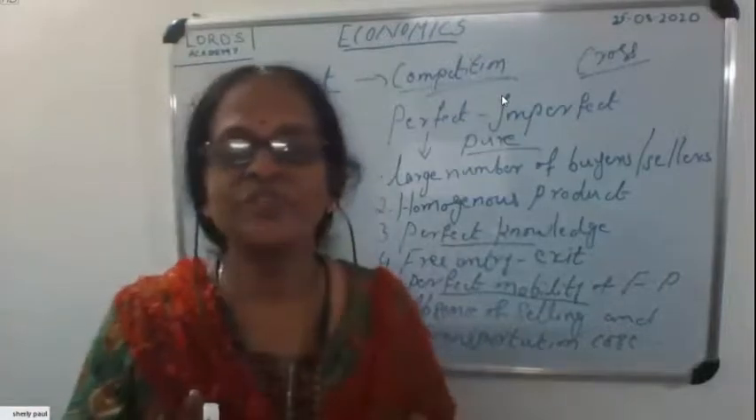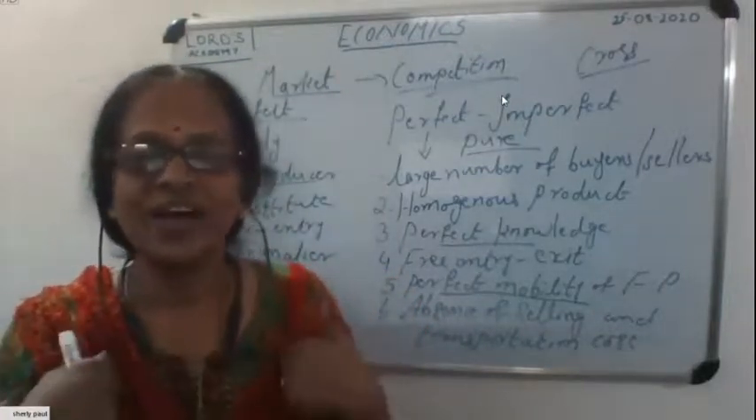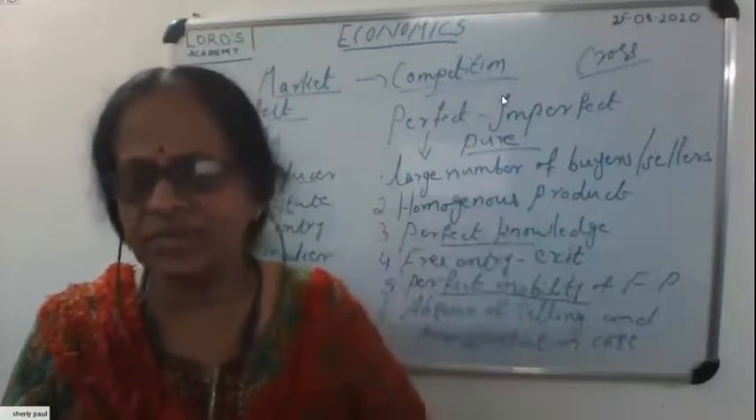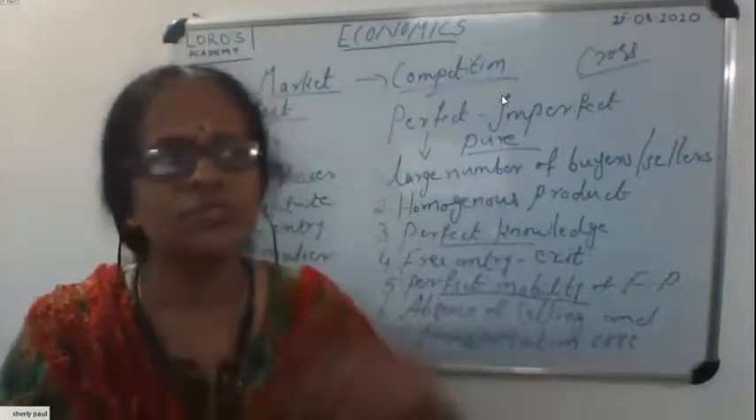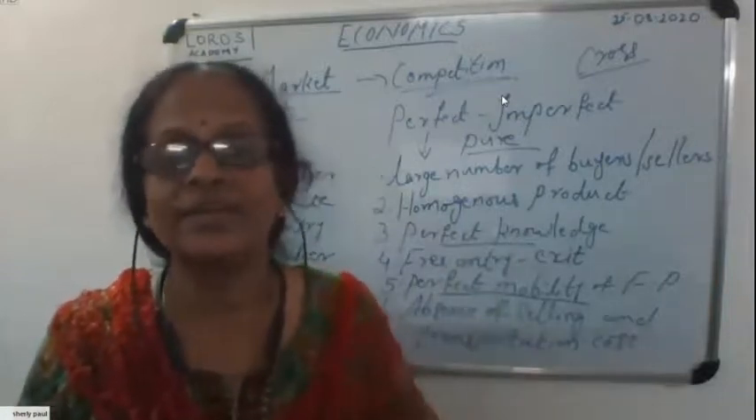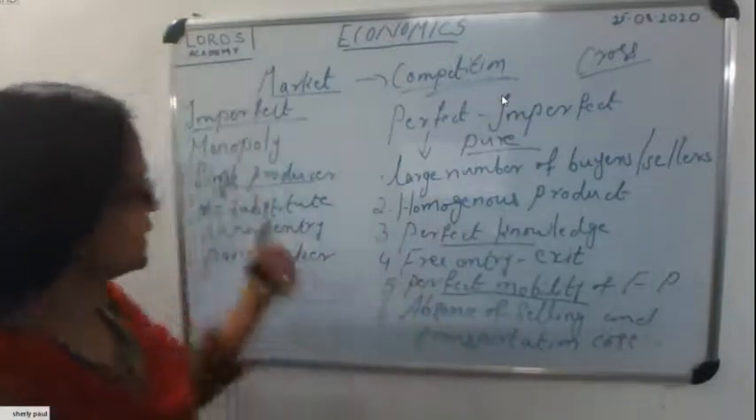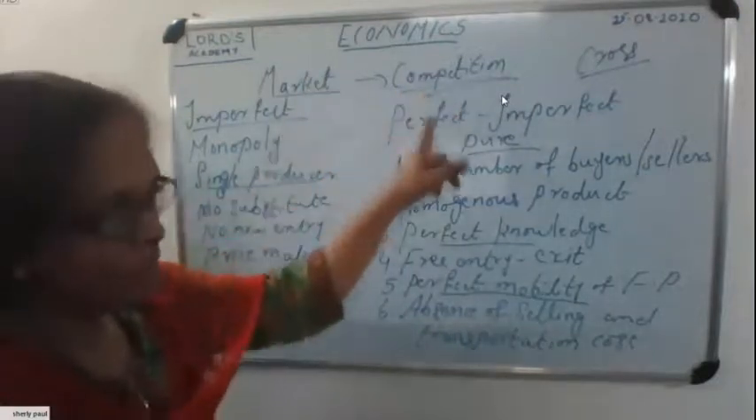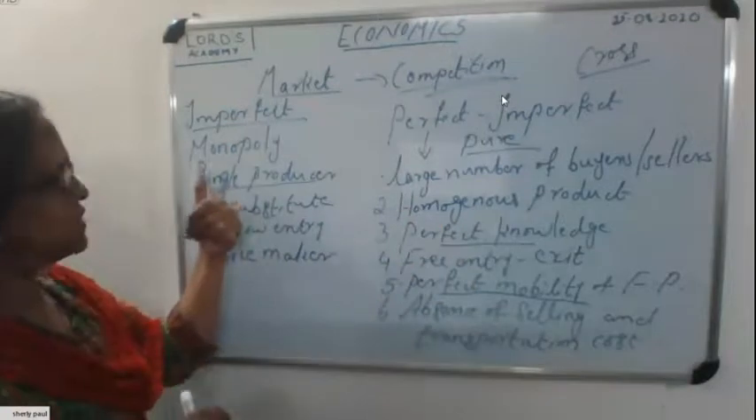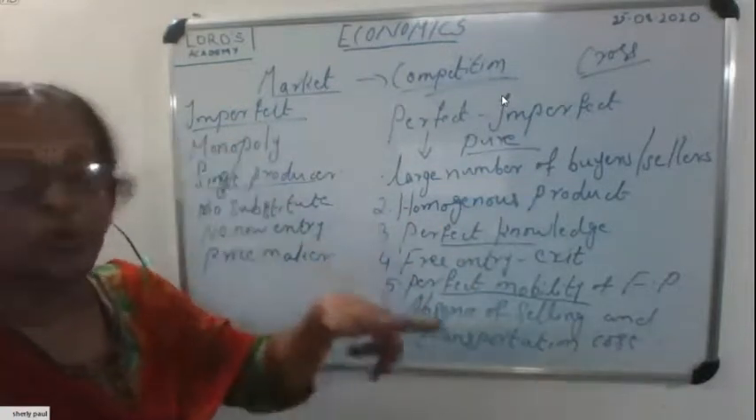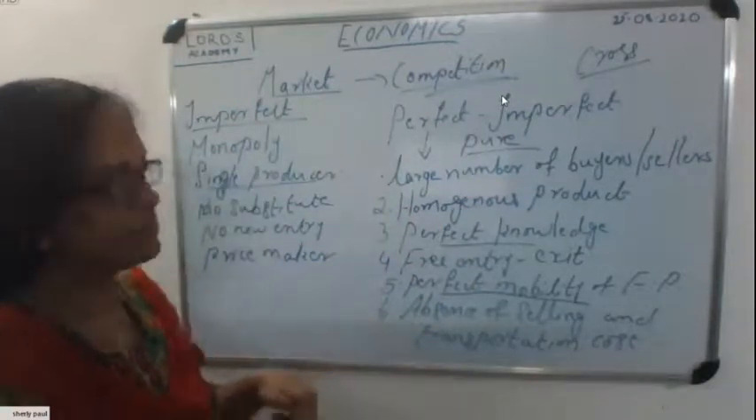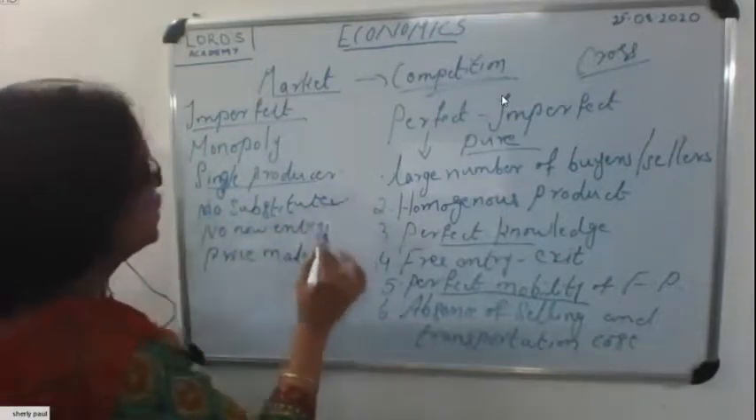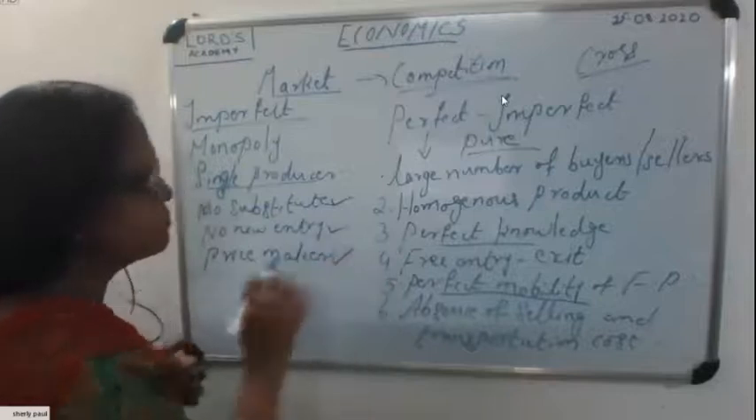Why? Only one person is producing, so he has the capacity to control the price. He knows that if the person needs this commodity, he will come to me only because there is no other substitute. Therefore, he can decide the price. That is the characteristics of monopoly. I hope it is clear what is meant by perfect competition and what is meant by monopoly. Then only we will come to the monopolistic competitive market. Monopoly means single product, no substitute, no new entry, is a price maker.